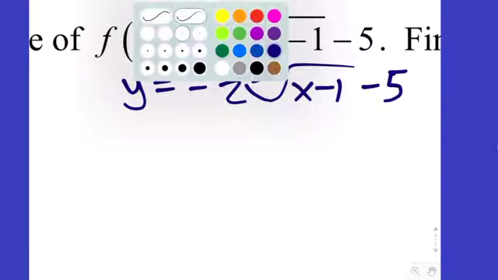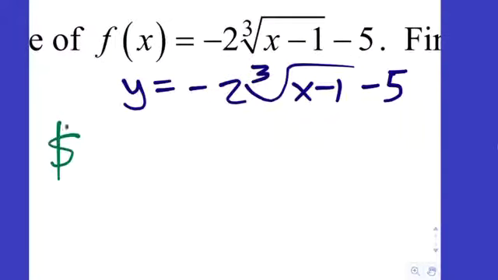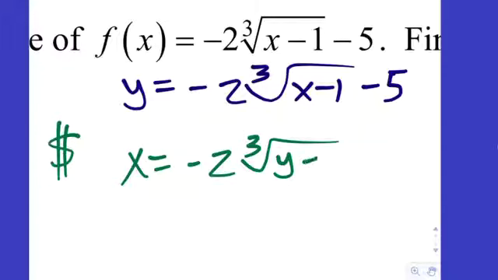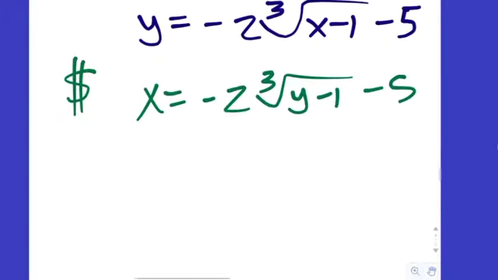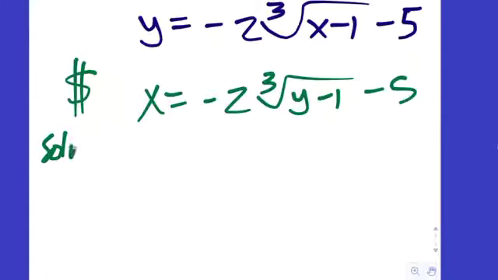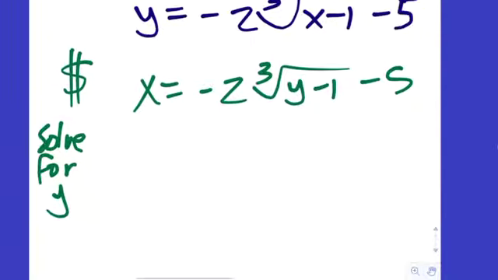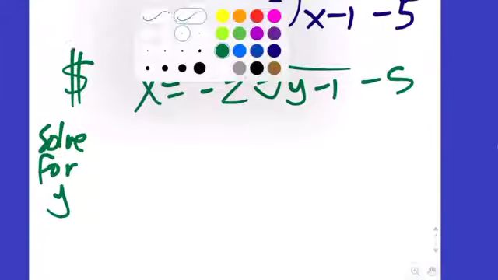Now the money step, remember, to find the inverse is the next one. And what do we do for the money step? Switch the x and y, right? So instead of y equals, we'll have x equals. And we have the cube root of y minus 1 minus 5. So switch x and y. And now we'll solve for y, which when we solve for y, again, what we're doing is we're doing the inverse operations in the reverse order. So it gives us kind of an algebraic way to find it.